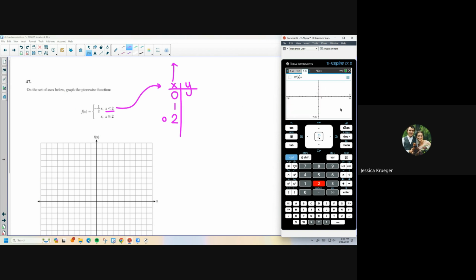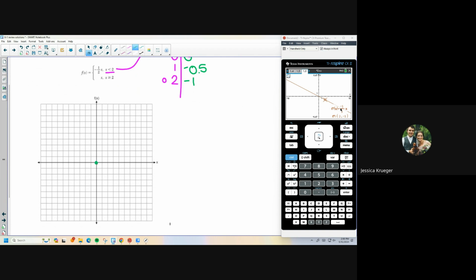I'm going to do a graph so I can see what this looks like. Negative 1/2 x. Enter. Menu, trace, graph trace. And I'll start at 0. At 0, my function is 0. At 1, my function is negative 0.5. And at 2, my function is negative 1. So I'm at 0, 0, 1, negative 0.5, and 2, negative 1. That needs to be an open circle.